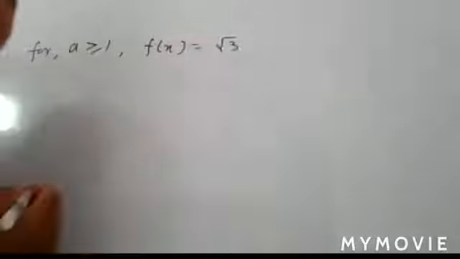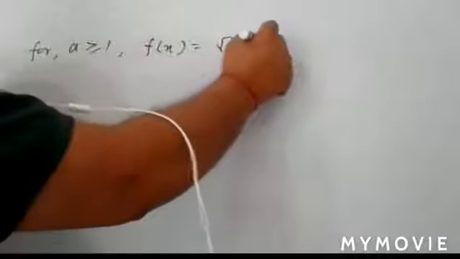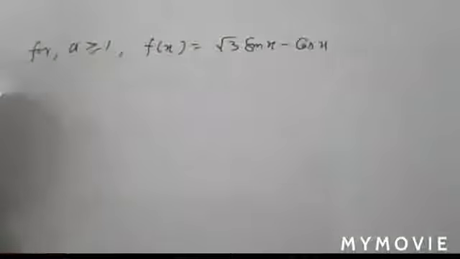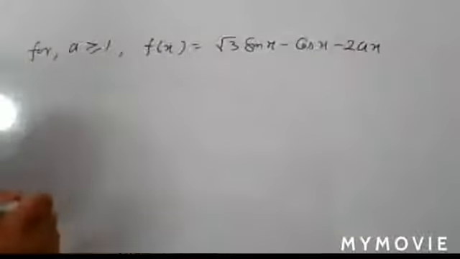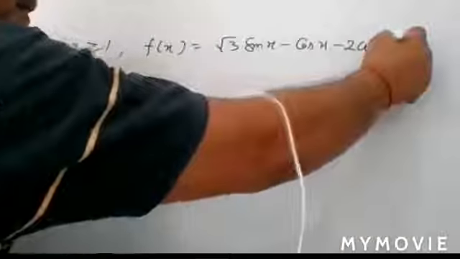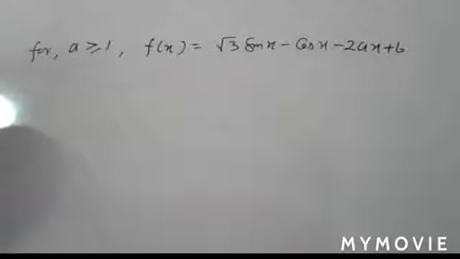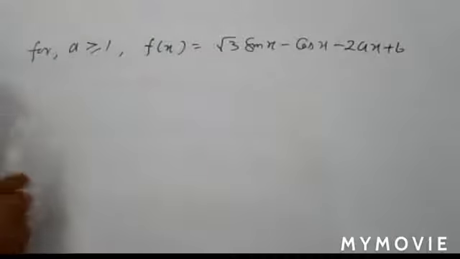So that for a greater or equal to 1, f(x) is equal to root 3 sin x minus cos x minus 2ax plus b is decreasing in R. Okay. So just you see again your question.